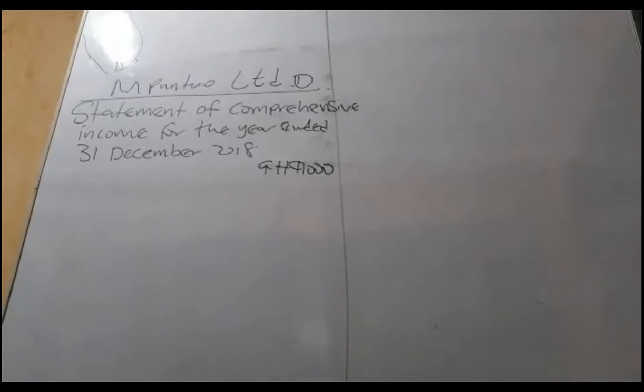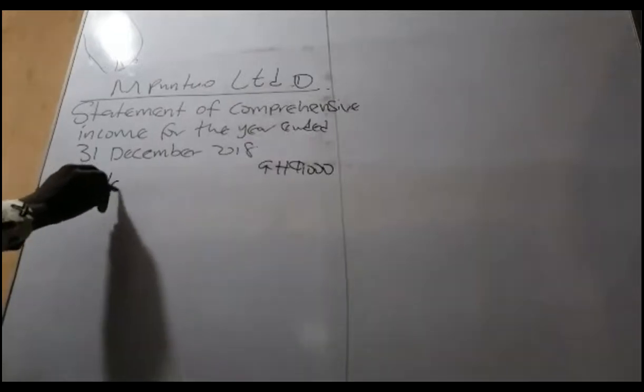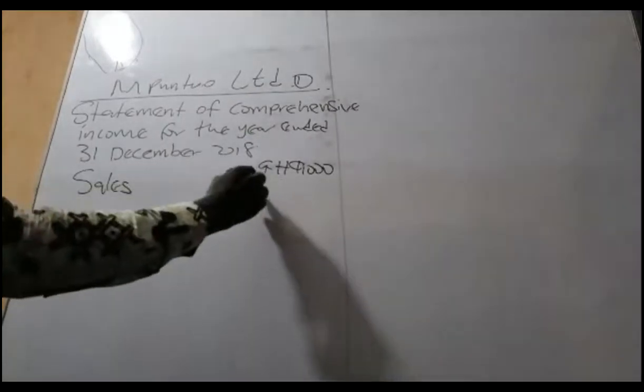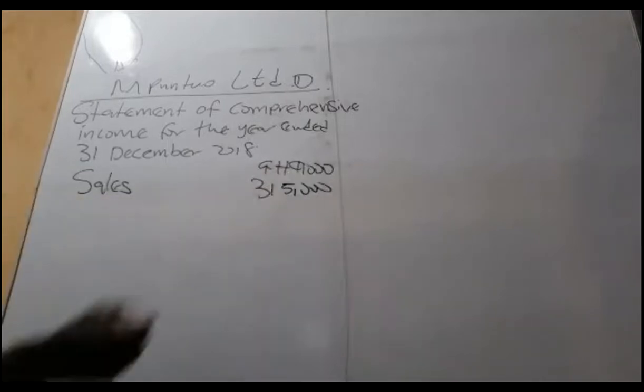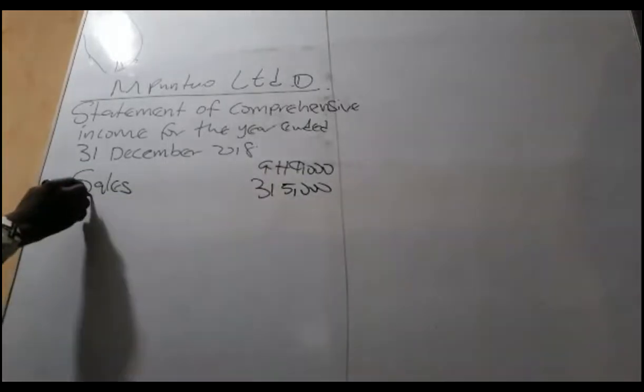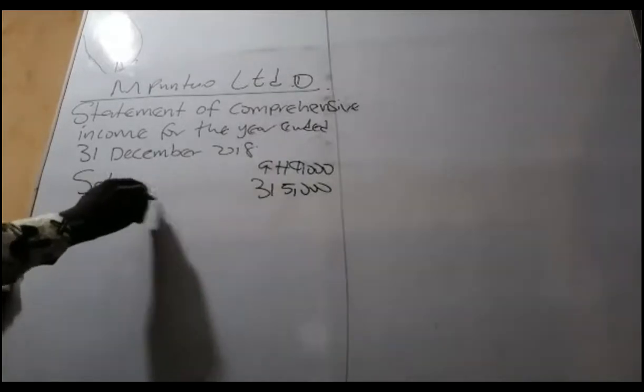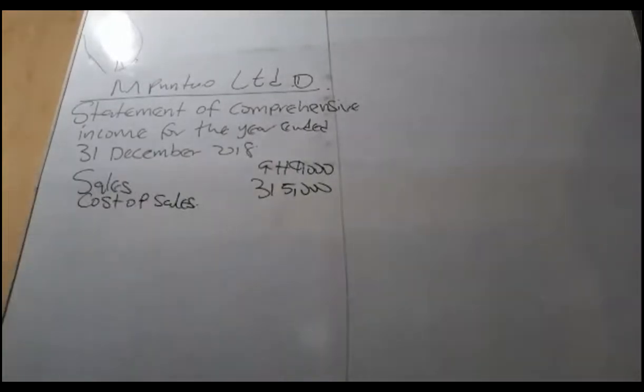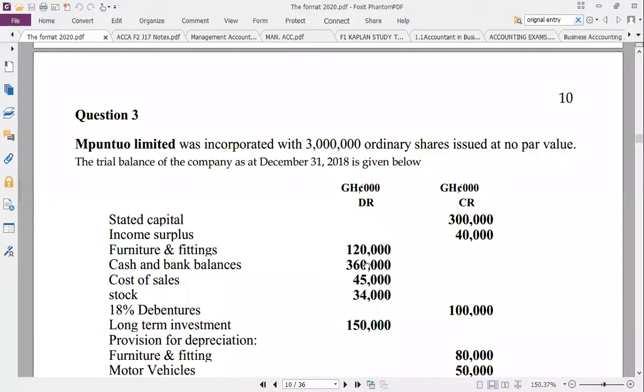So I'll start. In this question, when we were scanning through, I saw sales. So I write sales here. The figure was 315,000. I'll continue the game. Cost of sales. For that one, let's go and pick it. So cost of sales from the question was 45,000.